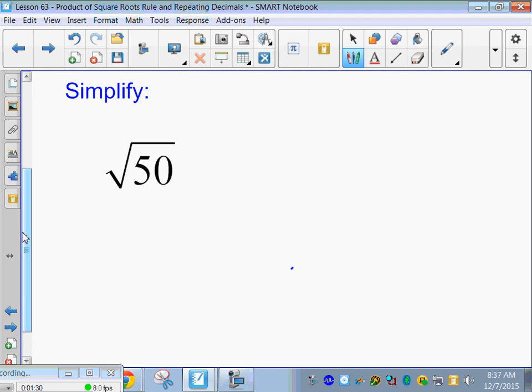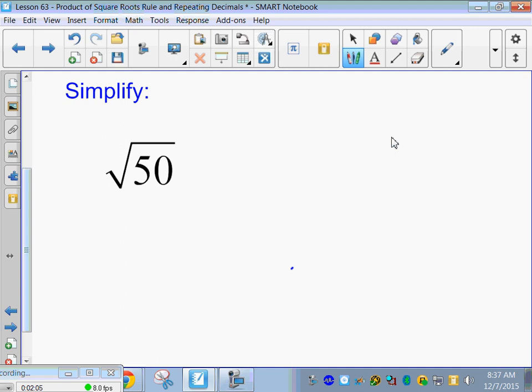What you want to do is find the perfect square numbers inside of 50. There's a lot of things that multiply to be 50, right? 1 times 50, 2 times 25, 5 times 10. But the best one to pick is the one that has a perfect square number. What's a perfect square number? Give me an example of one. So 49 is a perfect square number. What else? 25 is a perfect square number. What else? 36. What else? 64. All right, we got it.